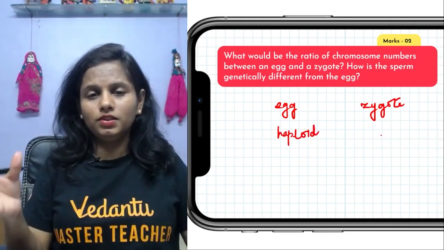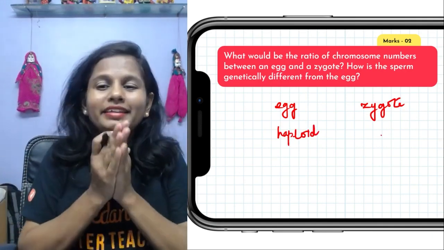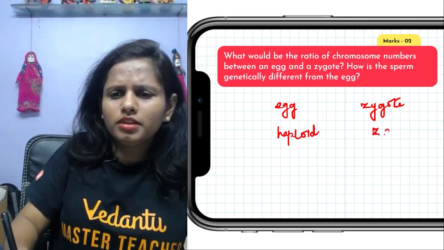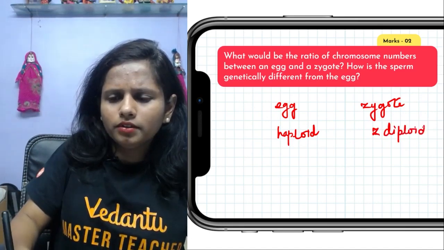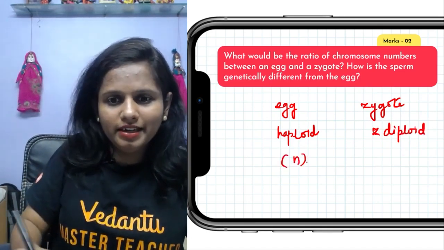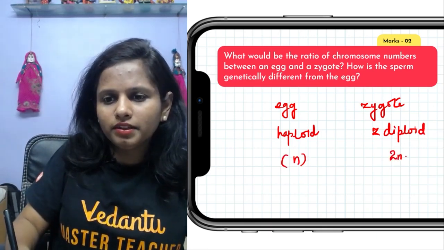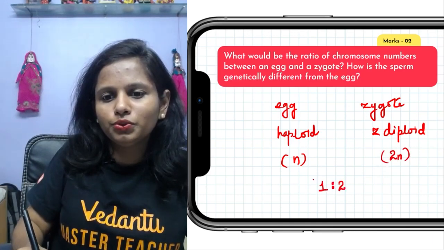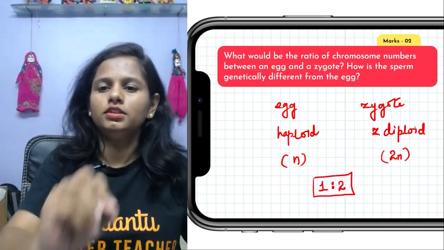Zygote is formed after the fusion of the gametes. So of course, zygote is always diploid. Haploid we represent as n, diploid we always represent as 2n. So the ratio has to be 1:2. Right? Yes or no?